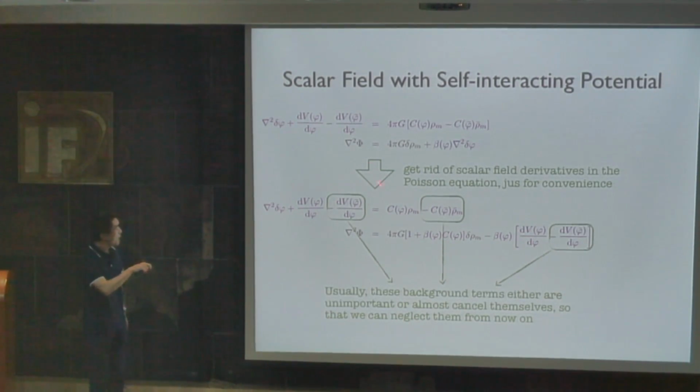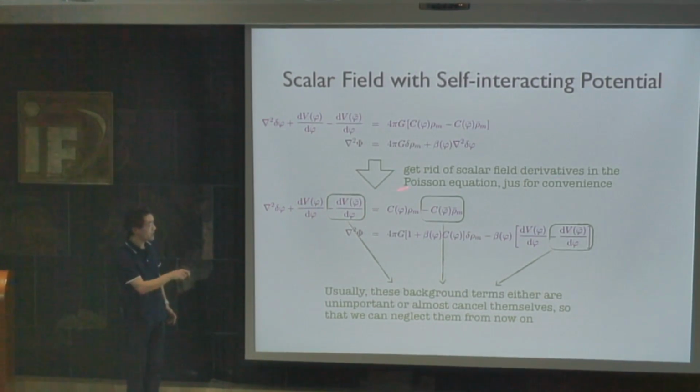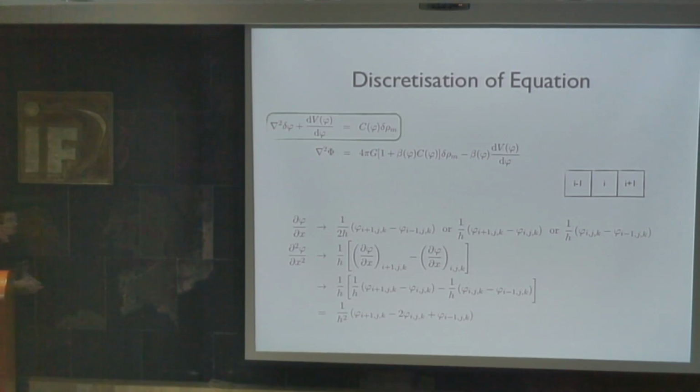And also, in many cases, like in the chameleon model or other coupled dark energy models, often you can find that these terms are either not important or they cancel themselves approximately. So in many cases, you can just neglect them. So that can simplify your equation. And then you get this set of simplified two equations.